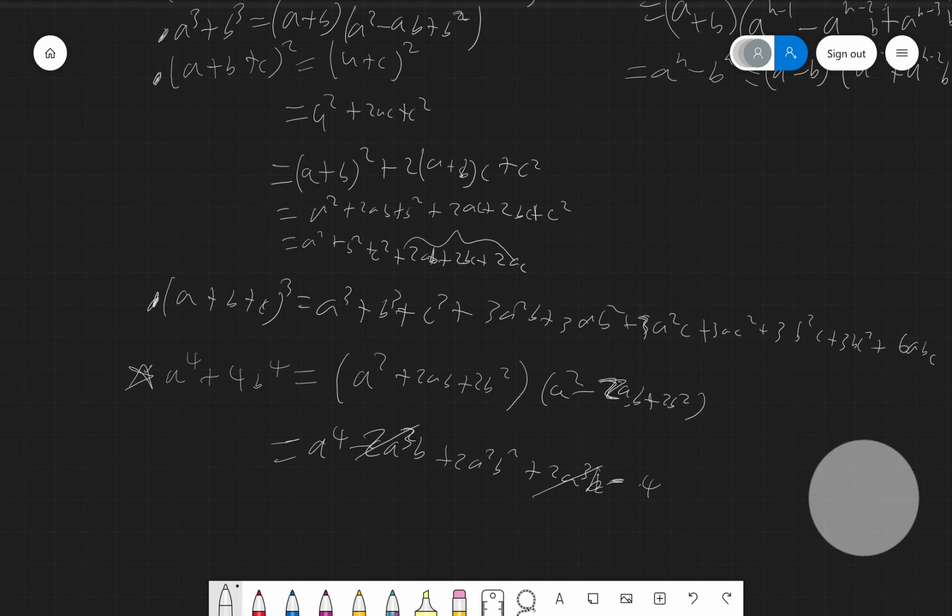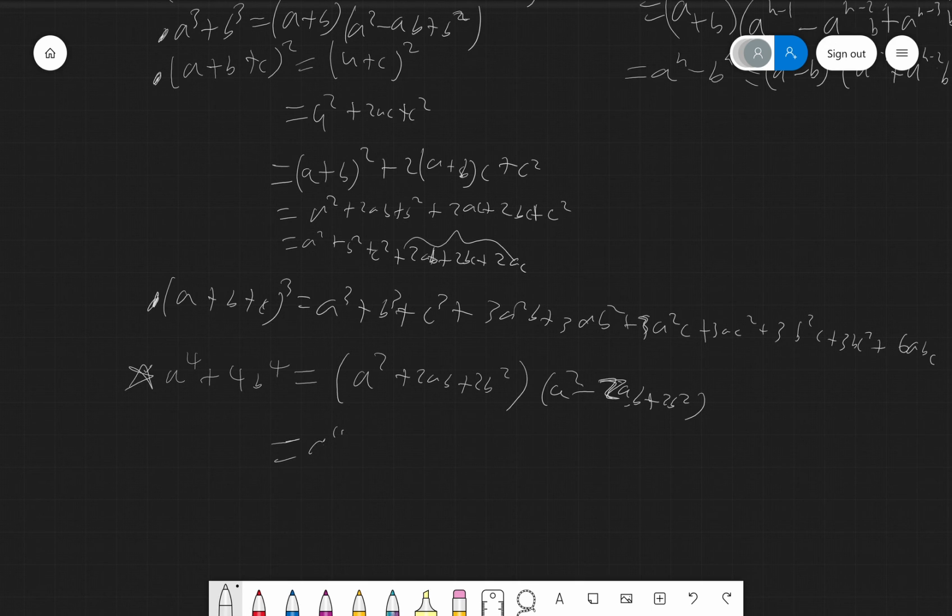Okay, I'm just going to redo this really fast. First you have a to the fourth minus 2a cubed b plus 2a squared b squared, plus 2a cubed b, minus 4a squared b squared, plus 4ab cubed. Then you have plus 2a squared b squared, minus 4ab cubed, plus 4b to the fourth.